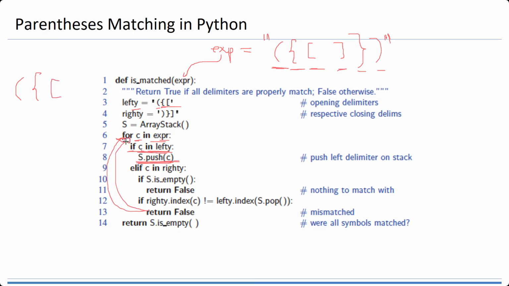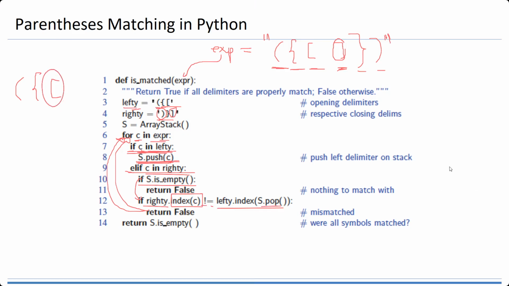And then we go to this one. Then let's return back to the loop. If c is in the lefty, we know that this is not in the lefty, but it is in the middle section. So elif c is in the righty, because this is the closing, that's right. Then let's check. If S is empty, S is not empty, then we go here. If righty.index(c), the index here, righty.index, so it means I'm using this one. So I'm using righty.index(c) not equal to lefty.index(S.pop()). So I have the lefty index, this one, S.pop(). S.pop() means I'm going to pop this one.